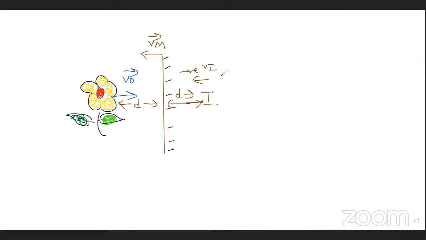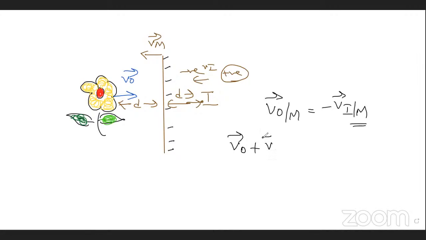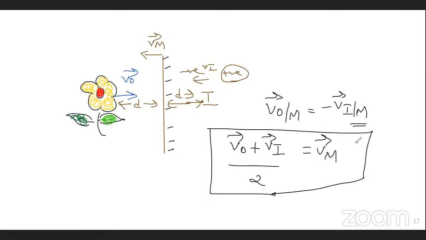It may be negative or it may be positive, but we have used a funda: velocity of object with respect to mirror is equal to minus velocity of image with respect to mirror. Sir, we have done this. Okay, let us revise the formula. Vectorially, velocity of object plus velocity of image, upon 2, is equal to velocity of plane mirror. This was the relation we derived at the end, and you will use it for solving questions. Now suppose I give you a question like this.